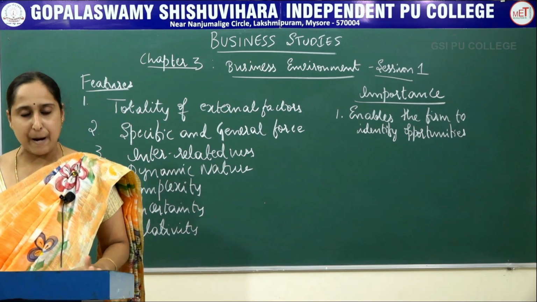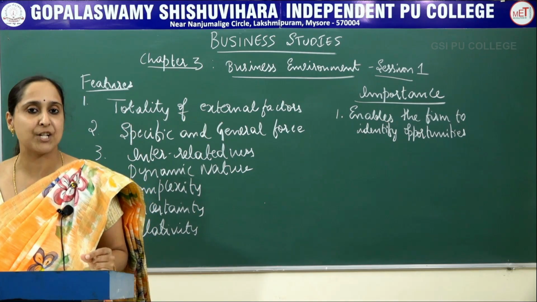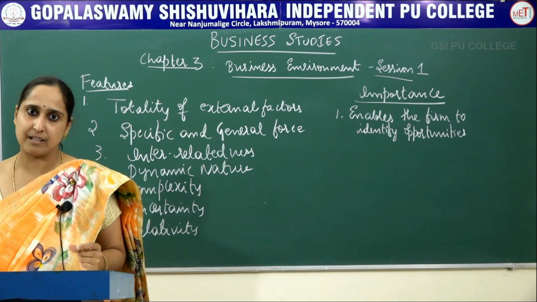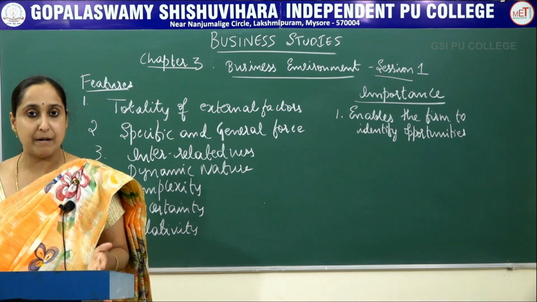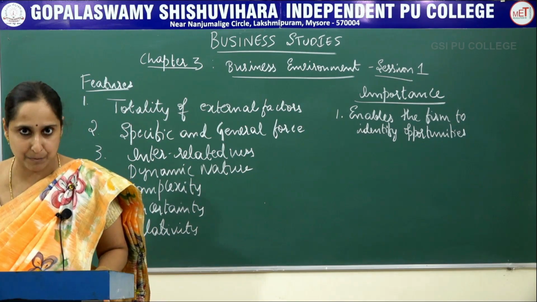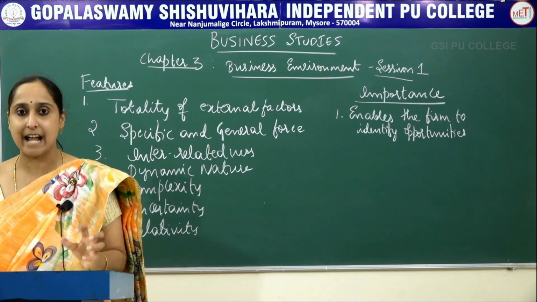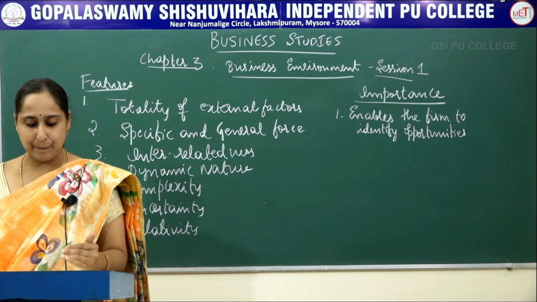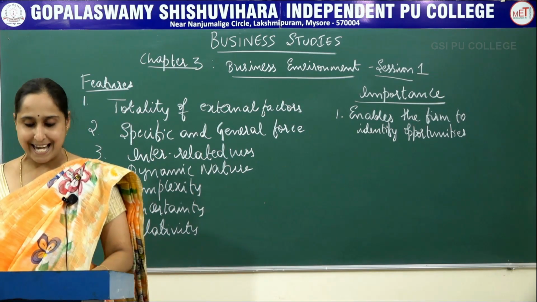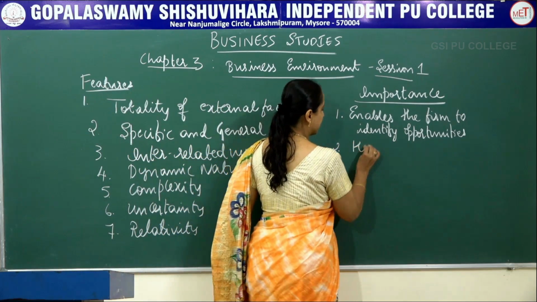For example, Maruti Udyog became the first leader in manufacturing small cars because it identified the need for small cars in a situation when petroleum prices were rising and there was a large number of middle class people. So Maruti Udyog identified the need and grabbed that opportunity, and hence it became the leader in manufacturing small cars. So next one is, it helps the firm to identify threats.